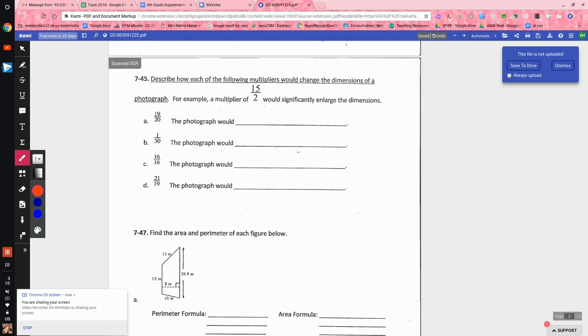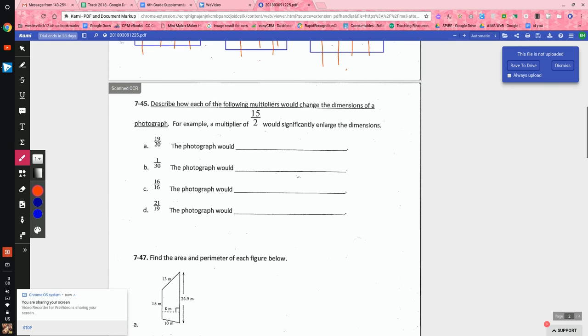745. Describe how each of the following multipliers would change the dimensions of a photograph. For example, a multiplier of 15/2 would make it a lot bigger, more like 7.5 times. So if you were multiplying something by 19/20, the photograph would, I would say, barely change. Again, you're almost multiplying it by 1. It's pretty close to it. That'd be 95%. So you get 95% of the picture. That's not really going to change it.